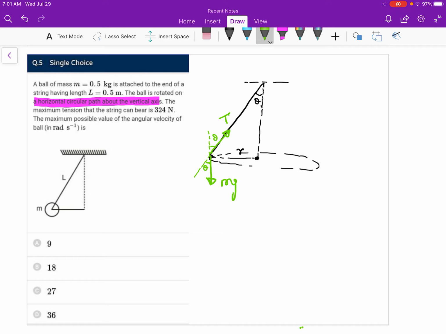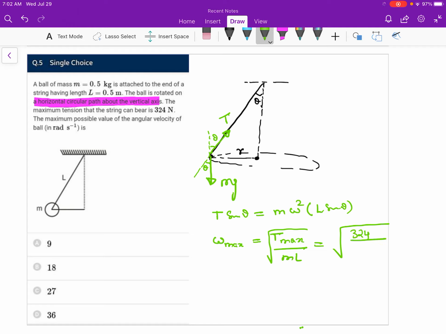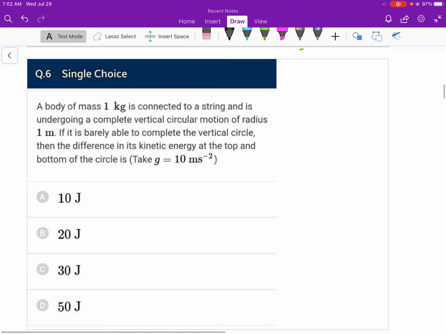So T sine theta is equal to m omega square r, and r is L sine theta. So omega max is T max upon ml under root. So T max is given 324 ml, 1 by 2 and 1 by 2, 1 by 2 into 1 by 2. So that is 36. So straightforward question hai.